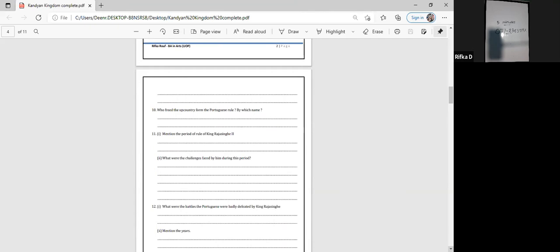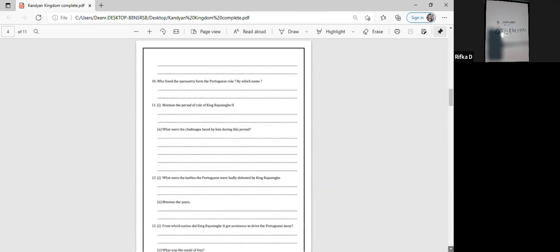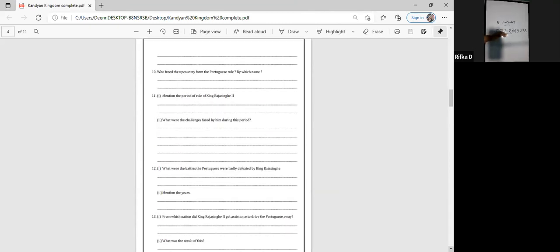Right. So the 10th question. Who freed the upcountry from the Portuguese rule? By which name? So who freed the upcountry from the Portuguese rule? It was Konappu Bandara as Vimala Dharma Surya I. Okay? Right. Next.